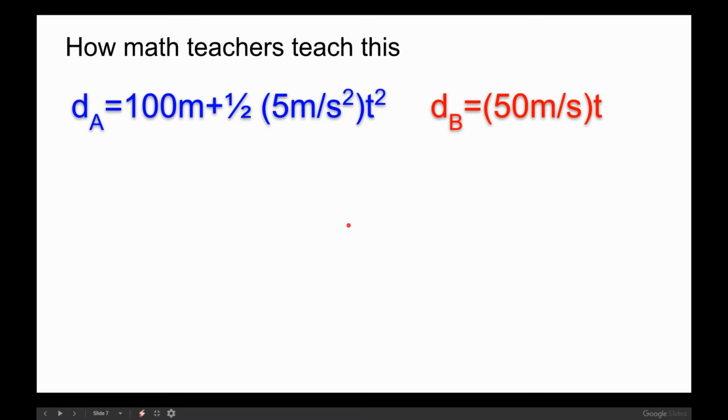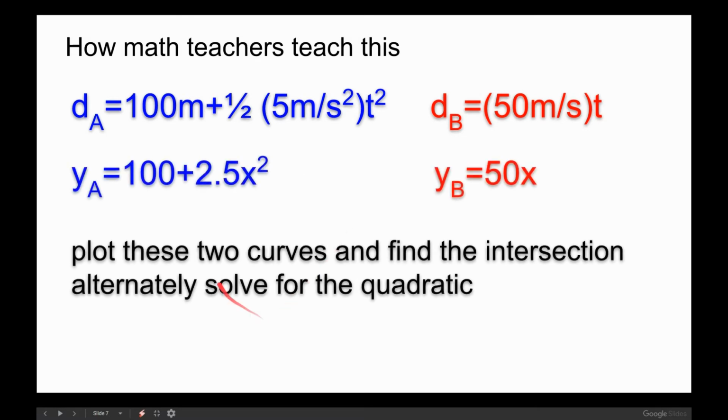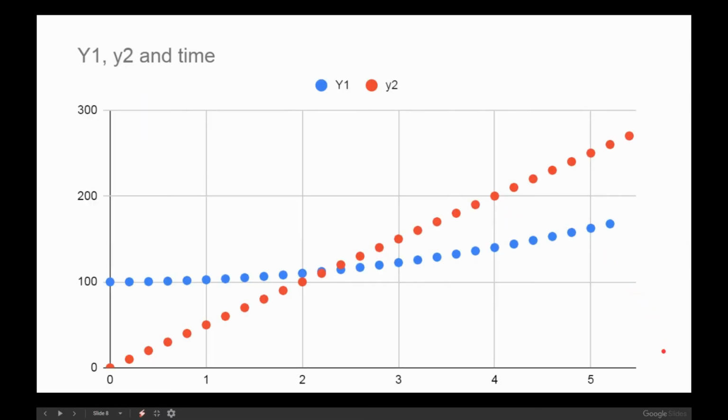What math teachers do with this is they would give you this instead. They would say, we have this equation of a line or of a curve and this equation of a line. When do they intersect? And they would ask you to plot the two curves or solve for a quadratic. That would be grade 12, not grade 11 unless you're up for the challenge. This is the plot of those two curves.